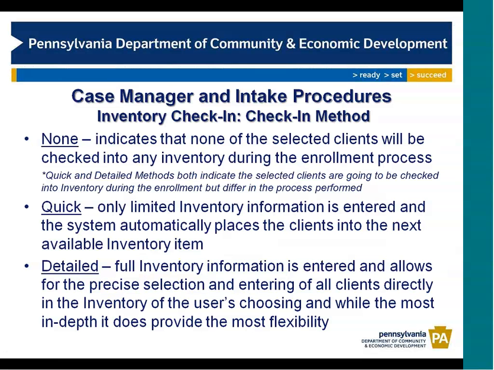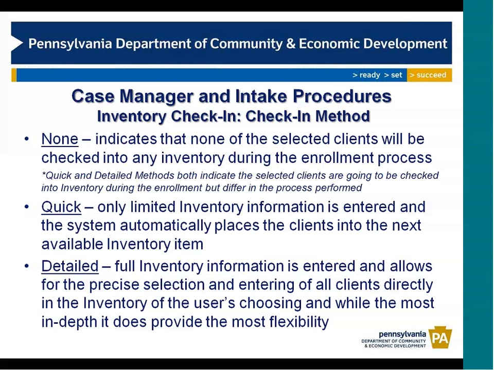The check-in methods, as I said before, are none, quick, and detailed. None is pretty straightforward. That indicates that none of the selected clients will be checked into any inventory during the enrollment process. It skips any inventory stuff and just performs the enrollments. Then the quick and detailed methods both indicate that the selected clients are going to be placed into inventory. It tells the system, hey, I want to put these guys into some inventory. But they differ a little bit in each process.